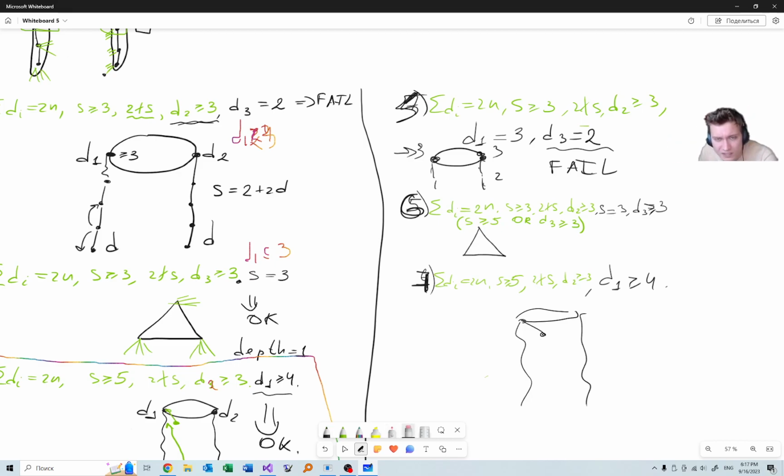Now we have that D1 is at least 4, or D3 is at least 3. And now we say that if S equals 3 and D3 is at least 3, we can make a triangle. Yes, we can do it.